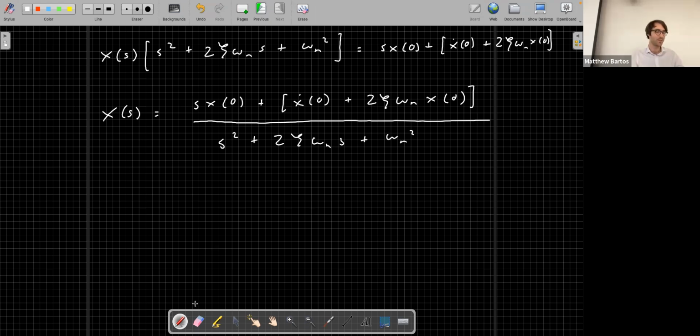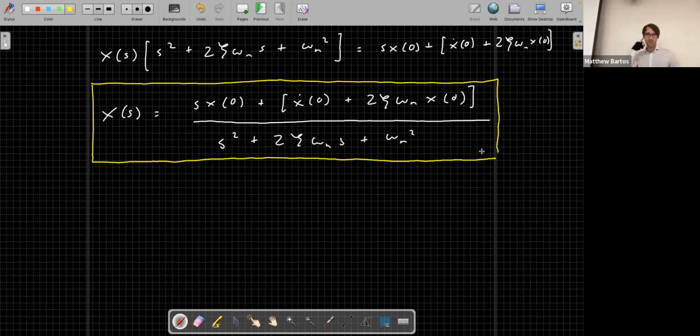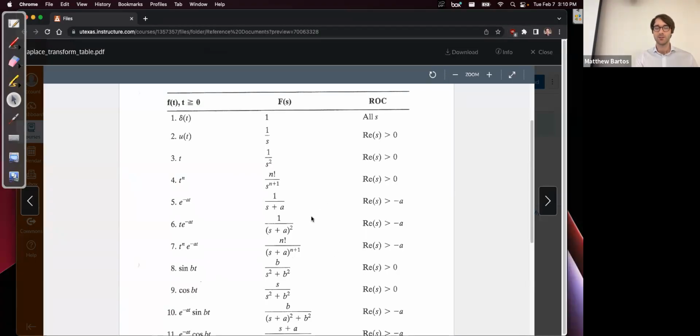Sorry, I'm going a little fast, but running out of time today, and I might pick this back up next time. So this is our expression for the dynamics of the structure in the frequency domain. How can we take this and convert it to the time domain? This is a form we haven't really seen yet. Is there anything in our Laplace transform table that looks like this?